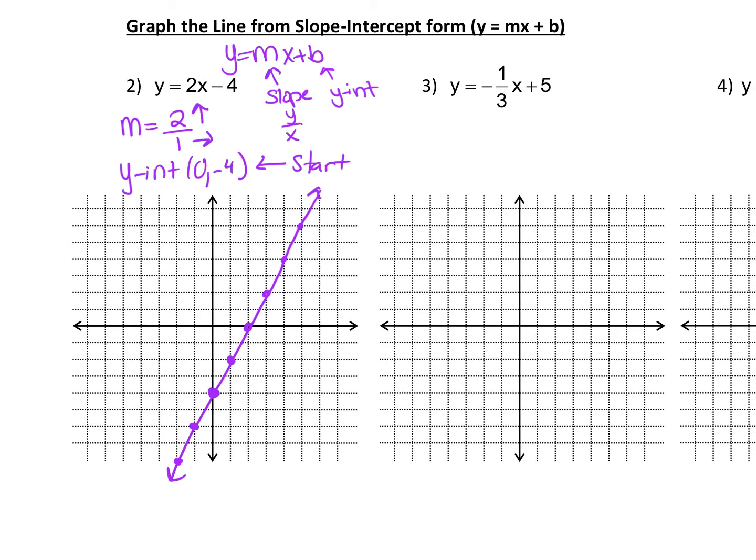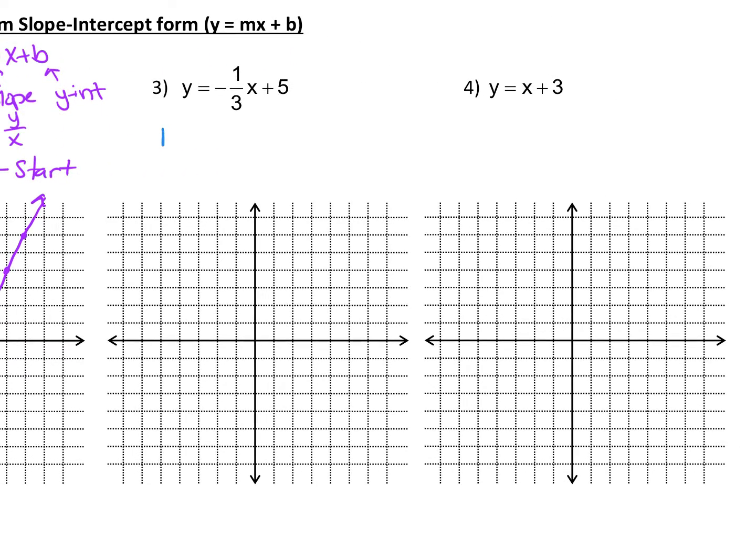Similarly, in number 3, my slope would be negative 1/3, and my y-intercept would be 5. So I'm going to start at 5 on the y-axis. Then when my slope is negative 1/3, negative means I'm going to go down and right. So down 1, right 3. And then I'm going to connect my points.